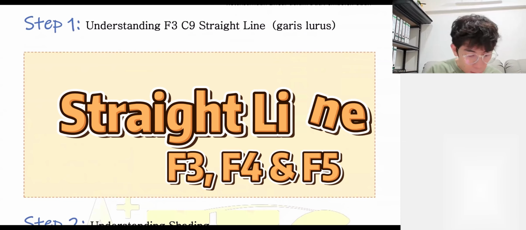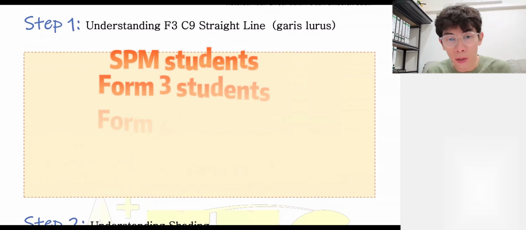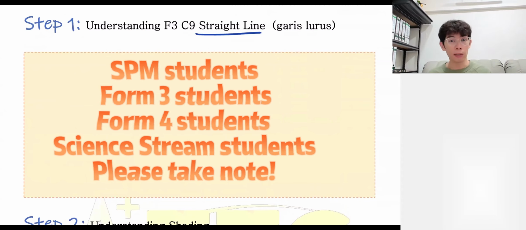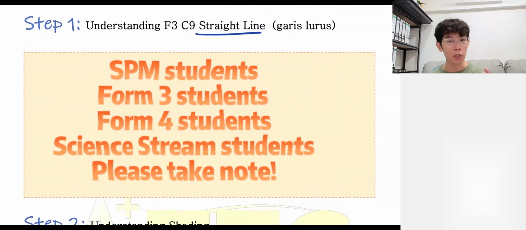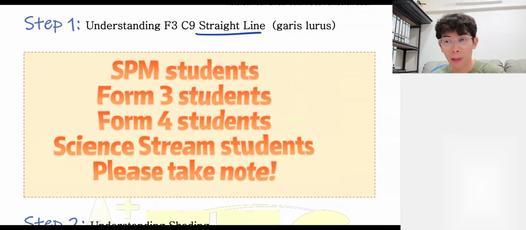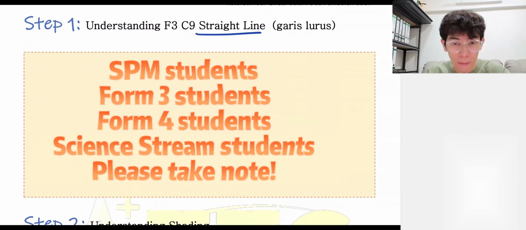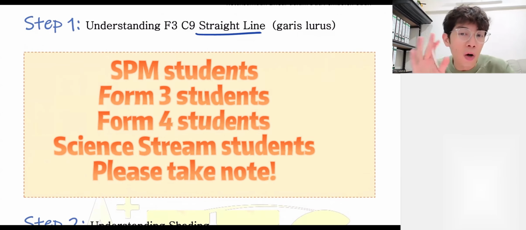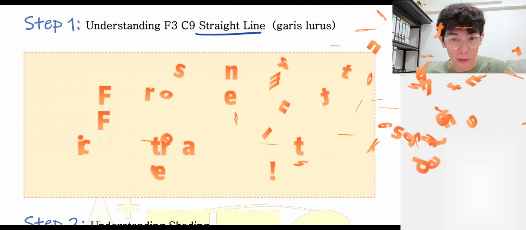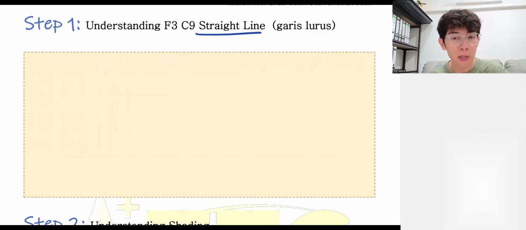So as you look at the word straight line, this is a shortcut version of your Form 3, Chapter 9. Normally a student will tell me, teacher, y equals mx plus c. But if you want to make it super exact, we don't really say y equals mx plus c. Instead, what will we say?